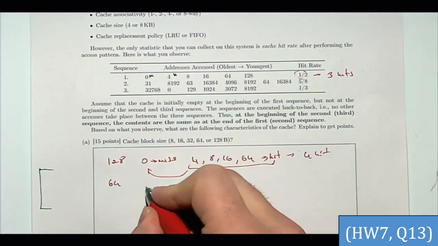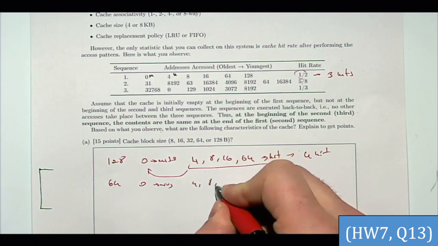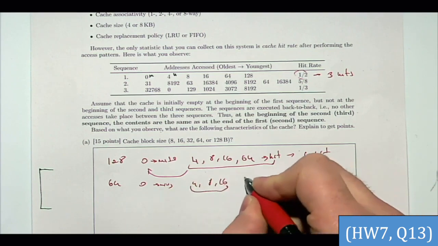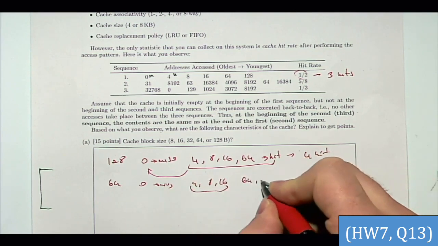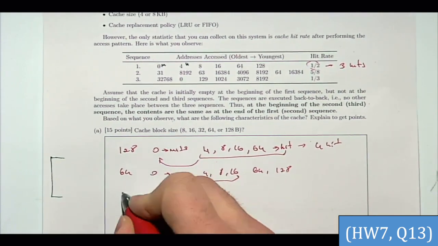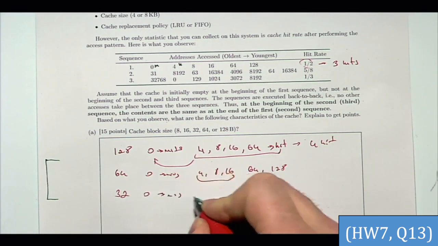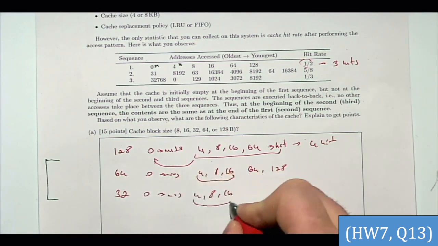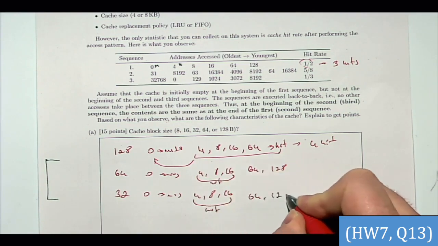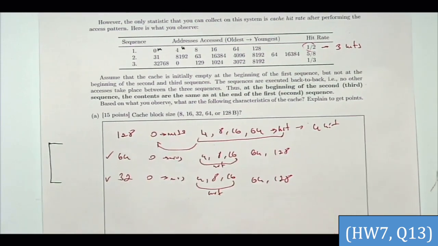For this one, again, 0 is a miss. And again, 8 and 16 will be a hit. 64 and 128 will be misses. So this kind of works, okay? So let's try 32 again. So 0 again, miss. So 4, 8, 16 again, hit, and the rest again are misses. So this also works kind of for now.